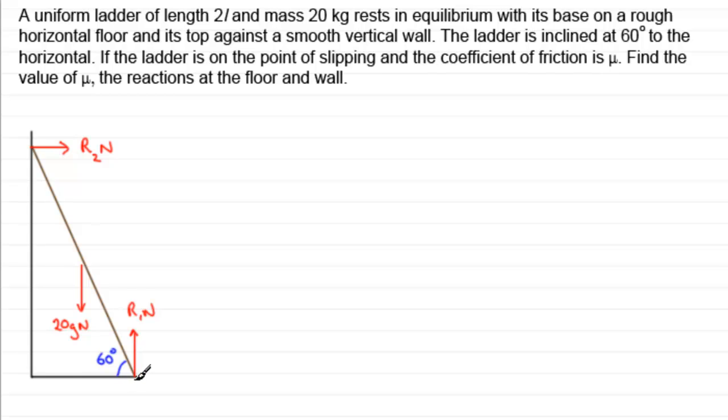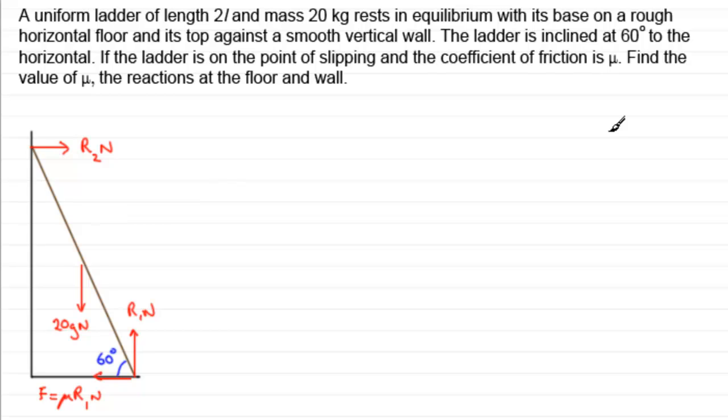Now, the ladder is resting on rough ground and it's on the point of slipping. So if the ladder were to slip, it would want to slide out towards the right. So friction must oppose motion, so it's going to act inwards to the left. Just mark that on, that force there is the frictional force. And if it's on the point of slipping, that frictional force is going to be equal to mu R. In this case the reaction is R1, so it's mu R1 newtons. That's it for the forces. There's no friction acting on the wall because the wall is smooth.